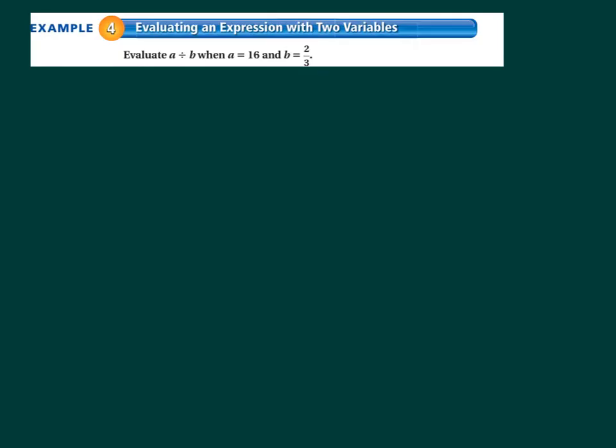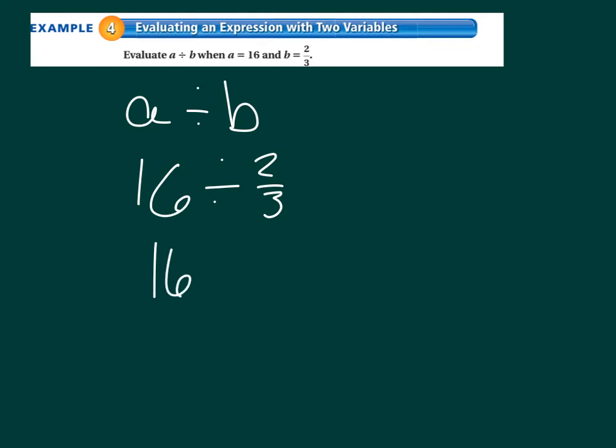We are also going to be given some expressions where all we have given is variables. Example 4 is a good example of that. So we have a divided by b, and it says up above a is equal to 16 and b is equal to 2/3. So really what this says is 16 divided by 2 over 3. Now we have to keep in mind all that stuff that we just learned last chapter. So now what we need to do is, instead of divide by fractions, multiply by the reciprocal.